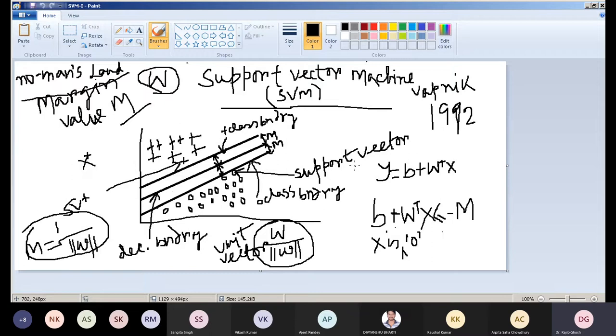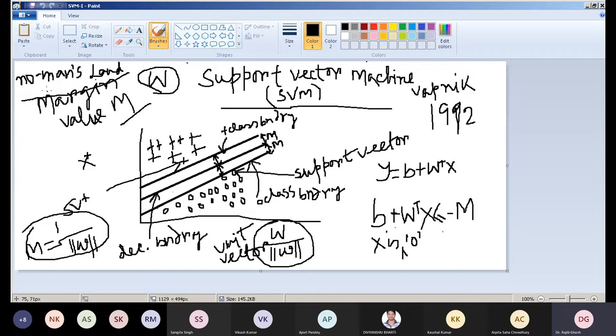And the length of the no man's land, or the length of the portion that we have kept blank, that means we have not placed a single training sample there, that length is known as margin. So the main concept in support vector machine is that we have to derive the length of the margin.